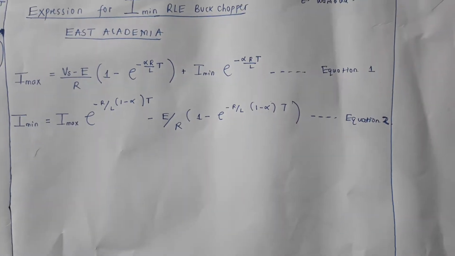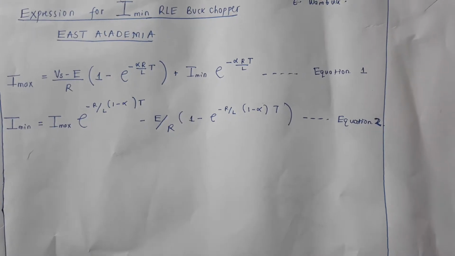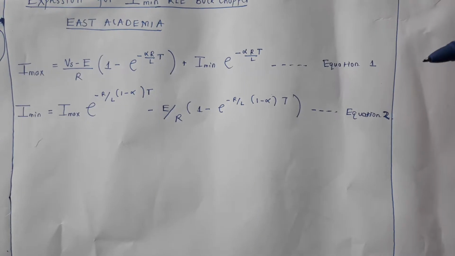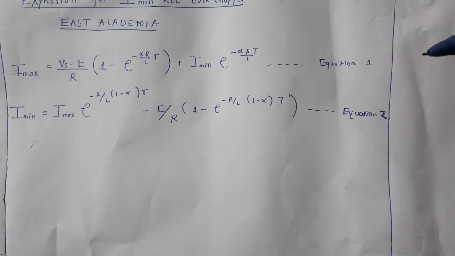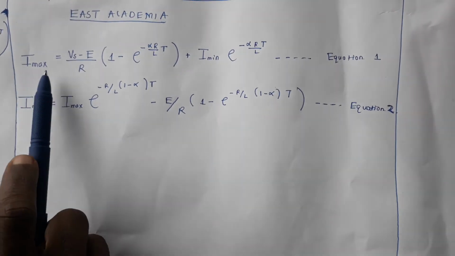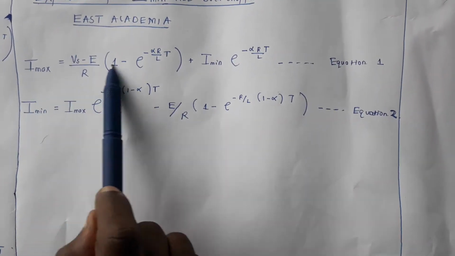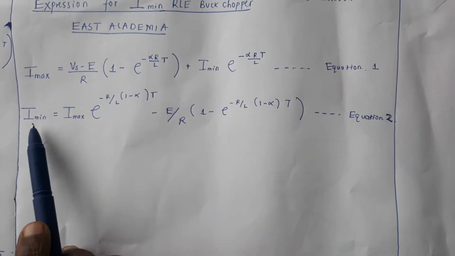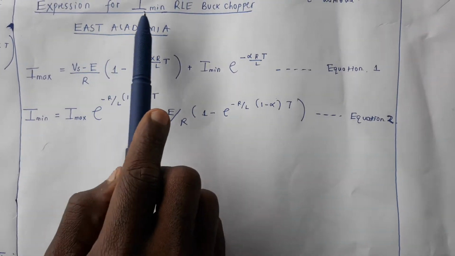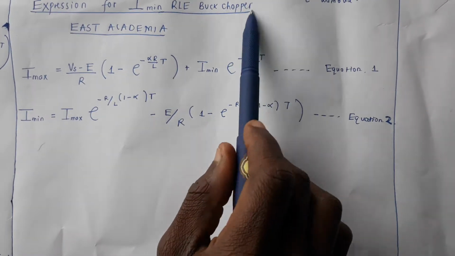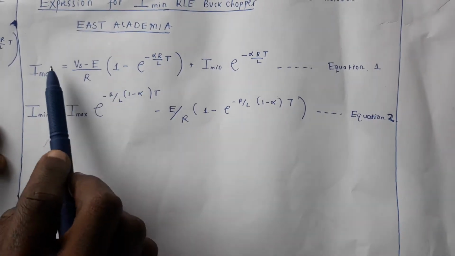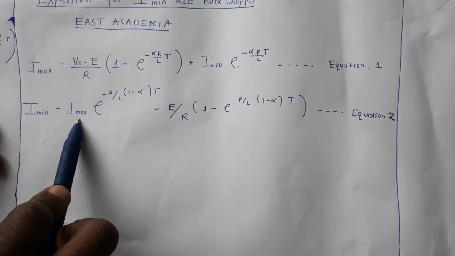In the previous video we saw how we got the expression of Imax and Imin. So we got the expression for Imax as equation 1 and the expression for Imin as equation 2. Now, so as to obtain the expression for Imin for this converter, this chopper, for RLE load, we are going to take this Imax and substitute it here.